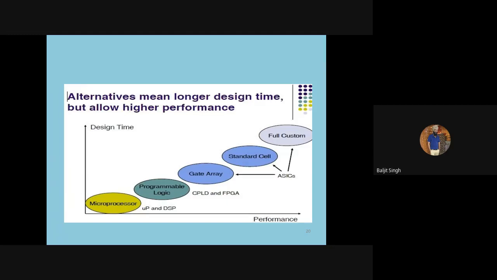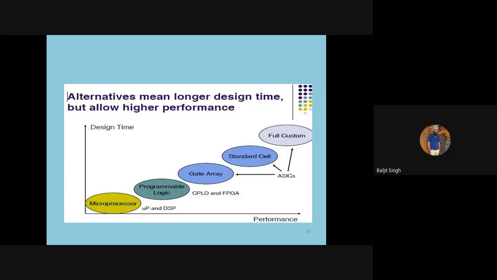So now coming to the comparison. If we compare various embedded systems, we can compare them on the scale of their design capability as well as processing capability. On the very lower side of the performance come the microprocessors. You can see that on the x-axis there is the performance. So performance wise, microprocessors are lower, but the time required to design any microprocessor based system is also less.